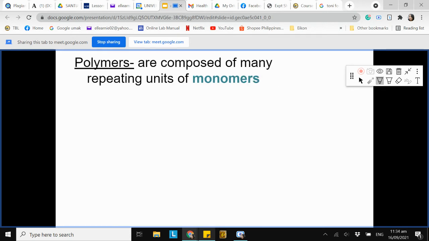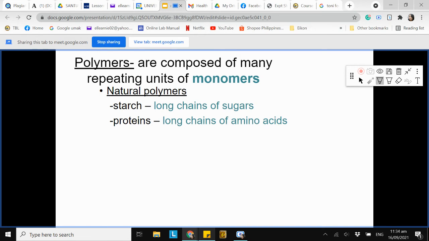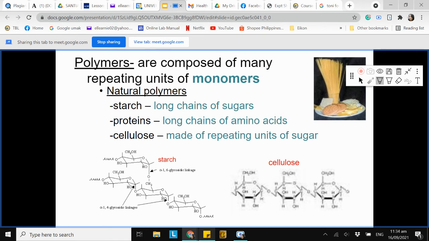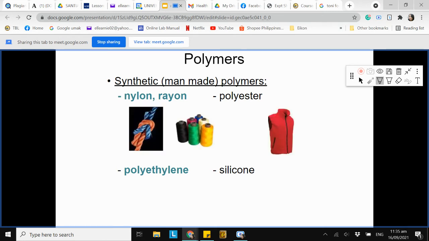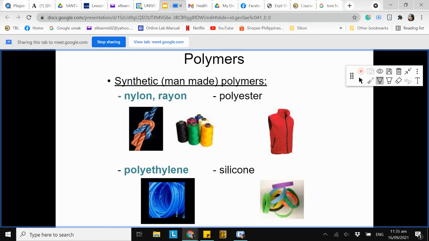Now, polymers are actually made of monomers. Examples of monomers: we have starch, proteins that build up from amino acids, and cellulose from sugars. Here are some diagrams showing the cellulose and starch. We will discuss this when we go to carbohydrates next week. For man-made polymers, we have nylon, rayon, polyester. As an example, polyethylene. Ito yung ginagamit natin na pang-hose. Yan din yung ginagamit natin sa baso. And then, of course, silicone.